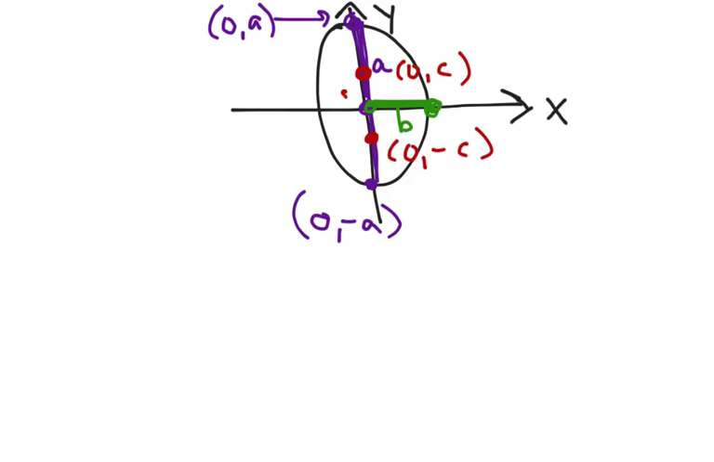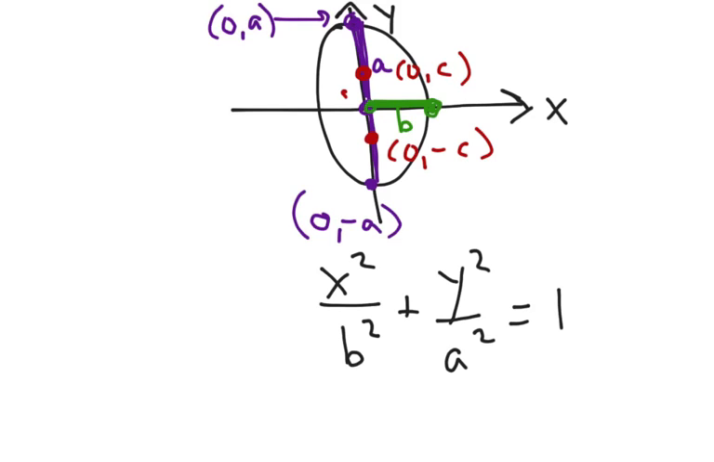This time we're going to say the equation of the ellipse is x squared over b squared plus y squared over a squared equals 1. Sometimes we reverse these two and we just write the y first. Really doesn't matter.